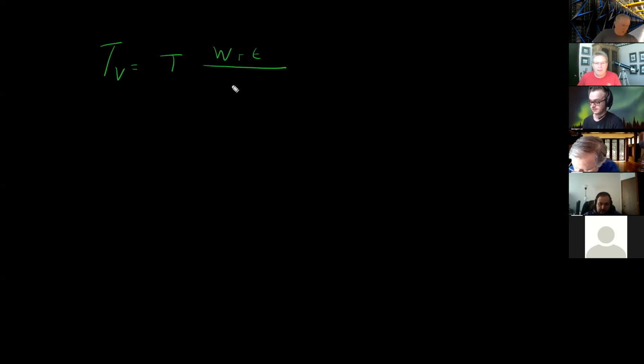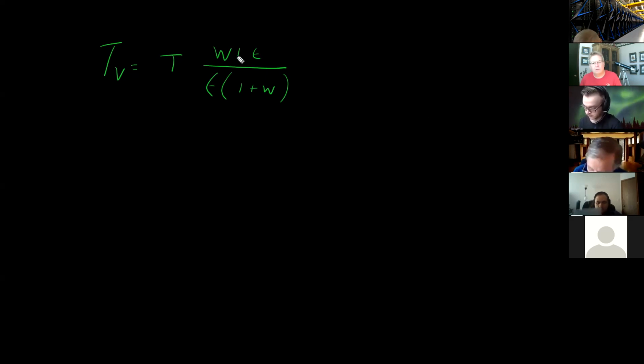And I'm saying, okay, the virtual temperature is equal to the temperature times W plus epsilon all over epsilon times 1 plus W. And then it says to divide the denominator into the numerator in this expression, and neglecting terms of W squared and higher orders of W, we obtain this. What? What the hell are we doing?